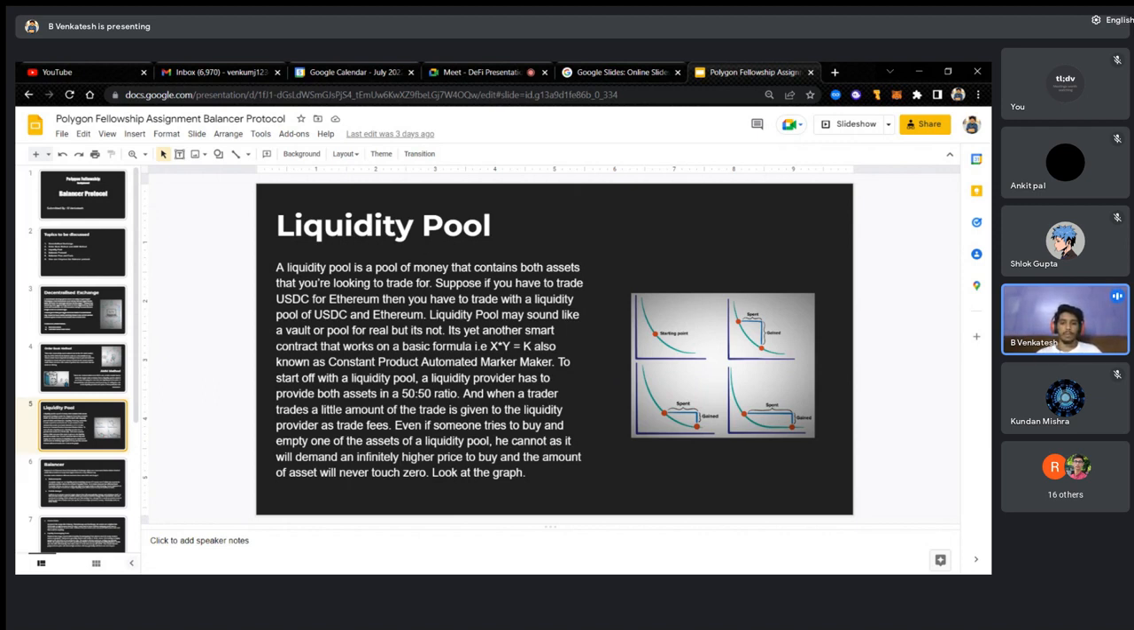So for liquidity, you must be knowing about the liquidity provider. Who makes this liquidity pool is actually a liquidity provider. What he does is that he comes with two assets, for instance USDC and Ethereum, and makes a liquidity pool. Now he's a liquidity provider. He starts with a 50:50 ratio, and when the liquidity pool is made, traders come and trade. They make a lot of trades in a day, in a year, and after that you can determine the price.